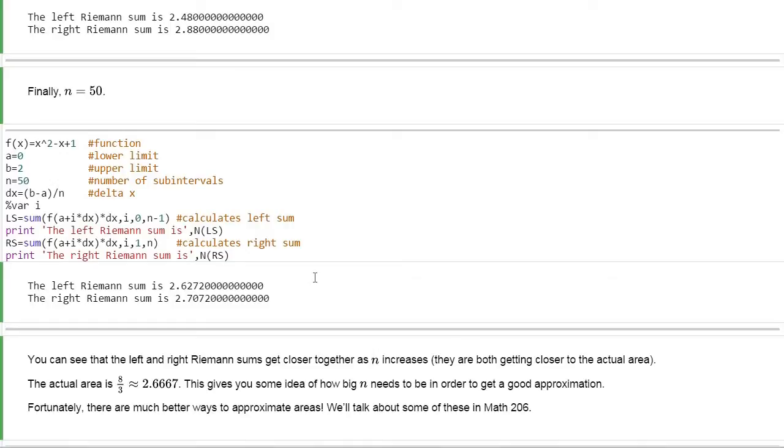So the actual area here is 8/3, or 2.6 repeating. And you can see that the left Riemann sum and right Riemann sums are getting pretty close to that. We have almost the first decimal place. But that took 50 rectangles. That would be quite a bit of work to do by hand, if you were Riemann back in the 1800s. But for us, we could do 5,000 if we wanted to, and see that the answer gets better and better as we go up. Now there are better ways to approximate the area than these Riemann sums. We'll talk about those in Calculus 2. But for now, we'll just stick with these rectangles.